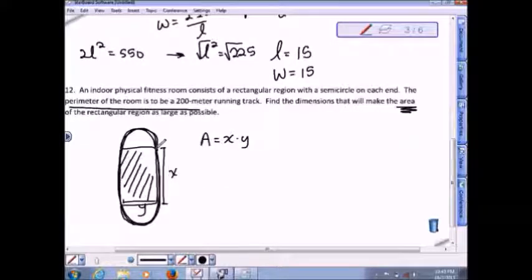Now, the perimeter are these two sides of the rectangle. Let me do this in a different color. It's this side of the rectangle and that side of the rectangle. So the perimeter of 200 is equal to 2x, but then it's also this top half and the bottom half, so it's actually a full circumference of a circle. And the diameter of that circle is y. Now the circumference of a circle is pi times the diameter. So we have plus pi times the diameter of y.